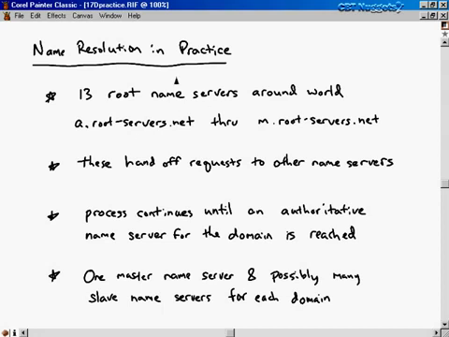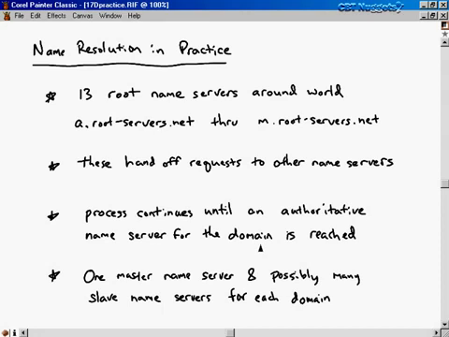Now, they don't store all the IP addresses and domain names themselves. Instead, what they do is they hand off requests to other name servers that they know about, and then this process continues. Those name servers hand off to other name servers until what we call an authoritative name server for the domain that we're looking for is reached. So when we look for math.mit.edu, it goes to the root name servers. Those pass off the request to some other name server, until we get an authoritative name server for the mit.edu domain.